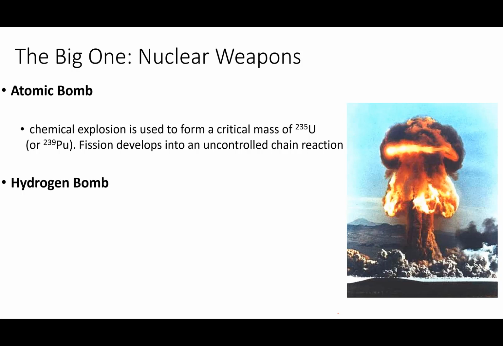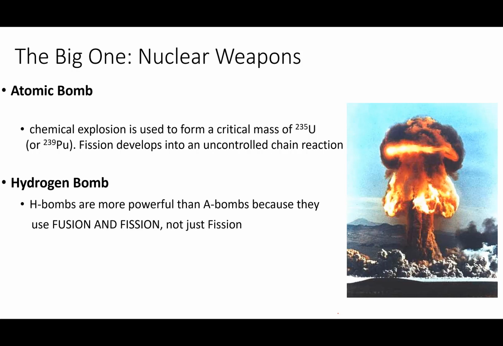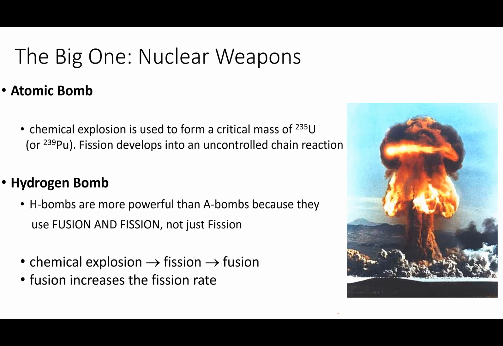A hydrogen bomb is another kind of nuclear weapon, which is more powerful than atomic bombs because we actually use fusion and fission. Remember I told you that we couldn't do fusion on Earth? Well, we can. It just requires such ridiculous conditions that we can only do it in a nuclear reaction, and that's not safe. So you have a chemical explosion, and then fission occurs, then fusion occurs. And the fusion increases the fission rate. Hopefully this is helpful.